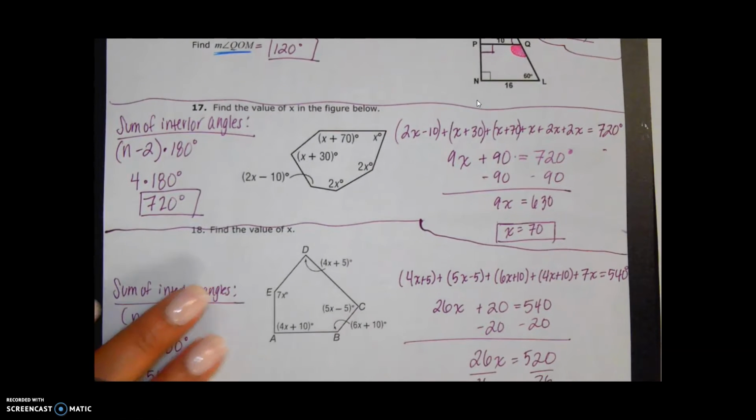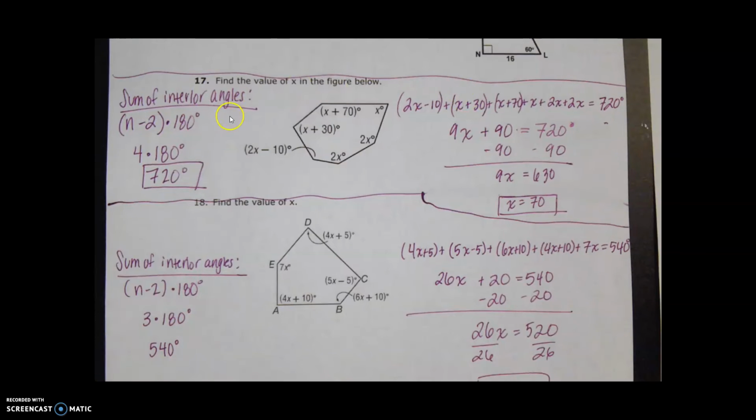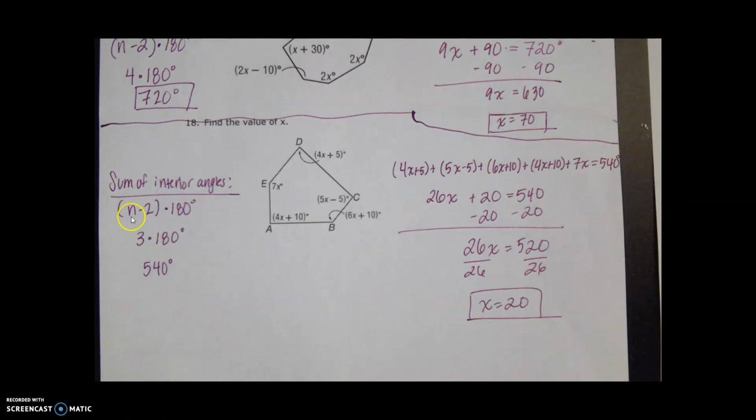Number 17 and 18, it's the same process. First, I have to find the sum of the interior angles by n minus 2 times 180. Remember n is the number of sides. Sum is going to equal 720. I add all of these up. They equal 720. Simplify, and I get x equals 70. Same process for number 18. N minus 2 times 180. Well, there's 5 sides. 5 minus 2 is 3, times 180 is 540. Add them all up and they equal 540. Solve for x and you should get x equals 20.